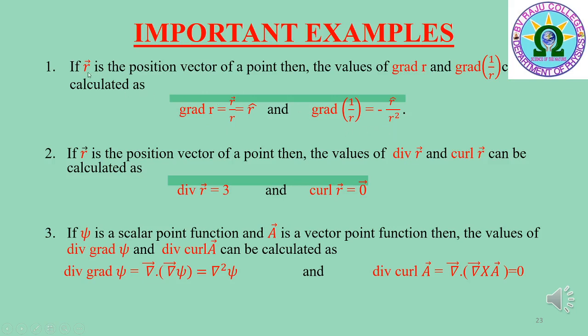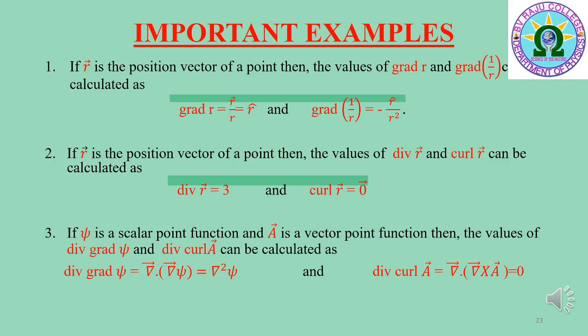In this problem, r bar is the position vector of a point that can be expressed as r bar is equal to i bar x plus j bar y plus k bar z. r is equal to the modulus of r bar, that is equal to the square root of x square plus y square plus z square. Now grad r is equal to del bar r, that is equal to i bar dou by dou x plus j bar dou by dou y plus k bar dou by dou z of the square root of x square plus y square plus z square. On solving, we can calculate grad r.